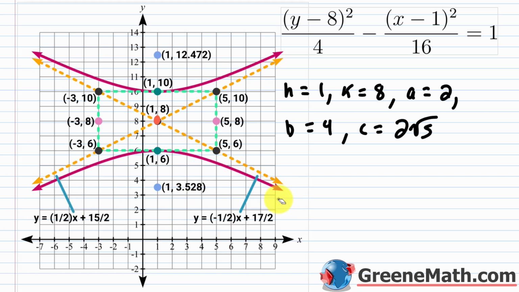All right, so the last thing we're going to do here is just trace. So I'm just going to fill in these vertices, and I'm going to draw each branch to where it approaches, but does not touch those asymptotes. And let me do this one down here. Again, each branch is going to be drawn to approach, but not touch those asymptotes.